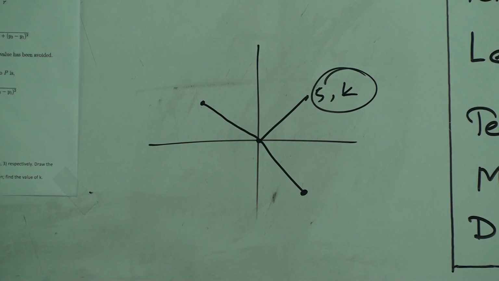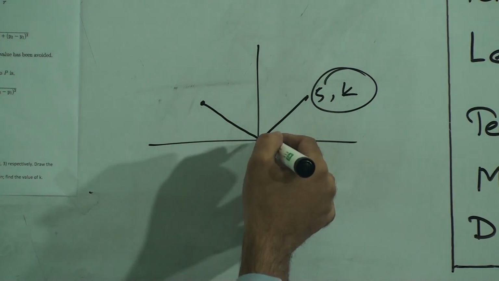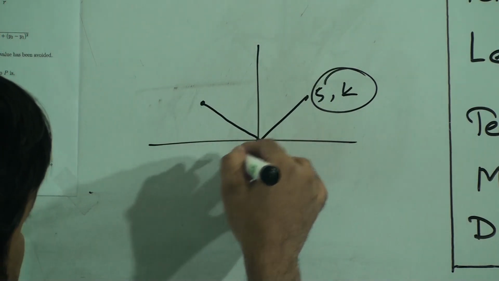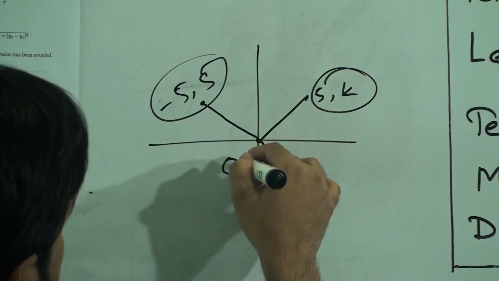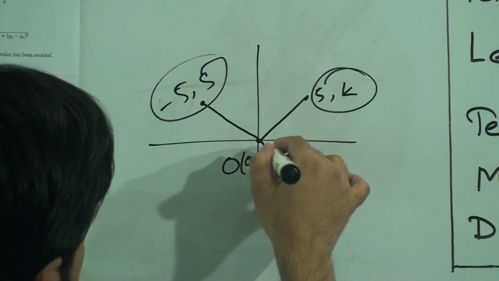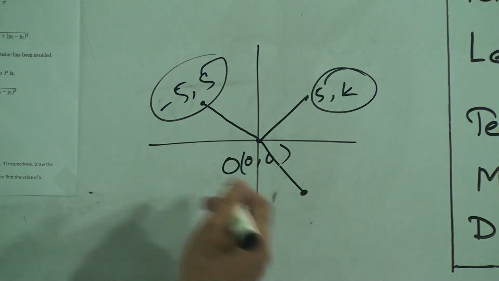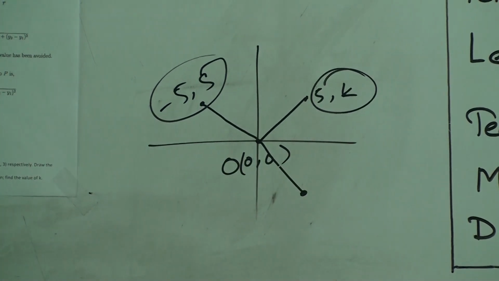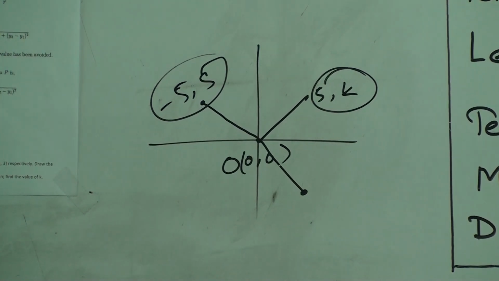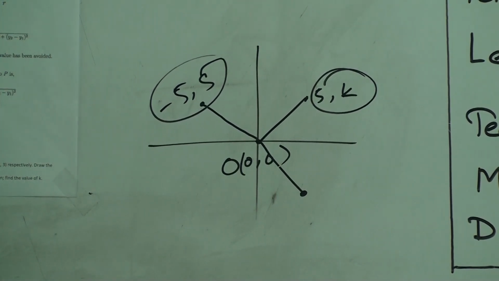After determining the value of k, exactly we can say the point will lie in the first quadrant or in the fourth quadrant. We need to determine the value of k, but we need to remember that the distance of the points minus 5, 5 and 5, k is the same from the origin, meaning 0, 0. Origin means 0, 0. We need to determine the value of k using this information.